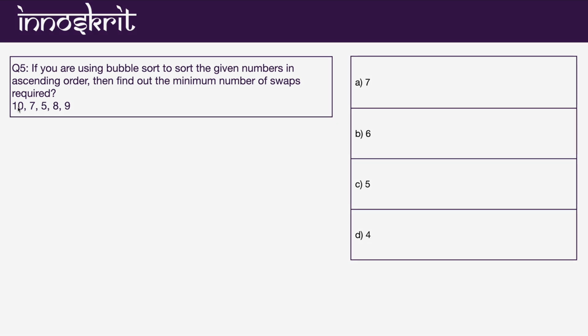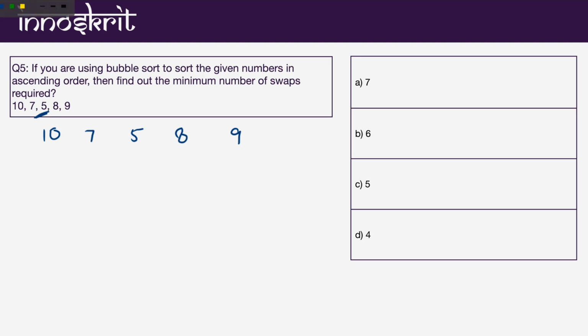Okay, fine. Now if you are using bubble sort to sort the given numbers in ascending order, and this is the order of the numbers given to us, it is asking us to find the minimum number of swaps required. That means when this array becomes sorted, whatever the number of swaps is will be our answer. So let's first write the original array: 10, 7, 5, 8 and 9. That is the very first situation. At this moment we do not have any swaps.